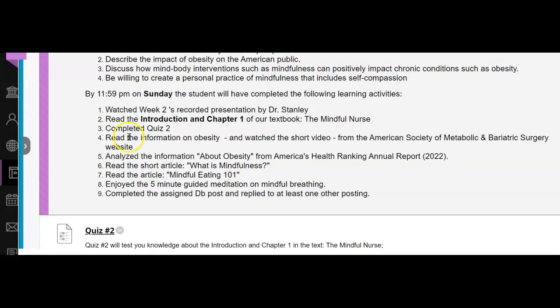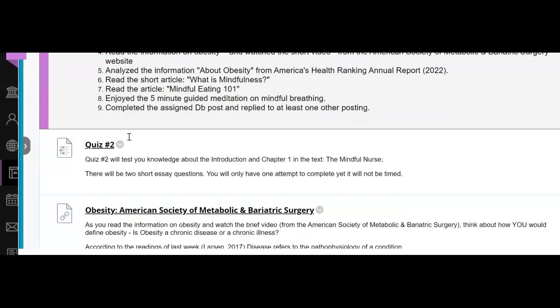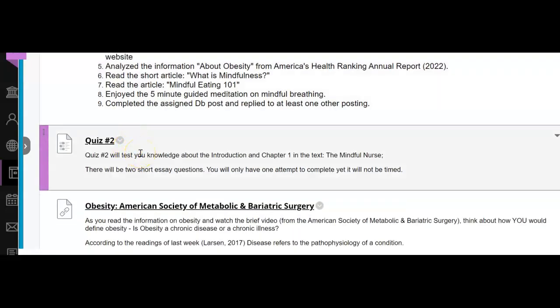Then you're going to take a quiz. Now the quiz is quiz number 2, and it is going to test your knowledge about only the information in the introduction and chapter 1 of the text. It's not going to test your knowledge about other things that we will be doing as far as learning activities. So there's going to be 2 short essay questions. You're only going to have 1 attempt to complete, yet it will not be timed. So you just have to answer both essay questions in 1 sitting. So be prepared to do that when you click on to quiz number 2.